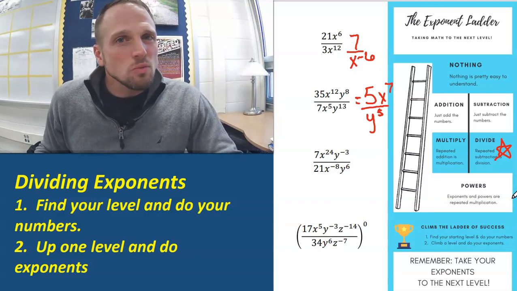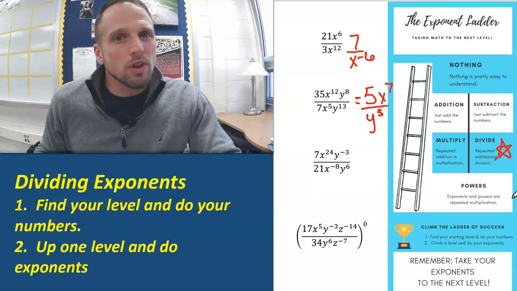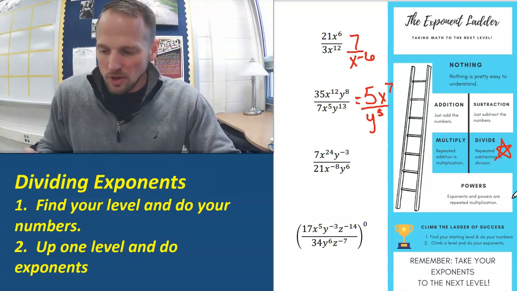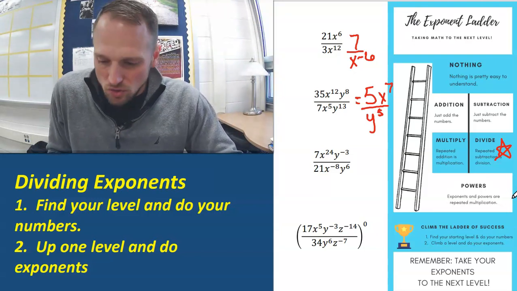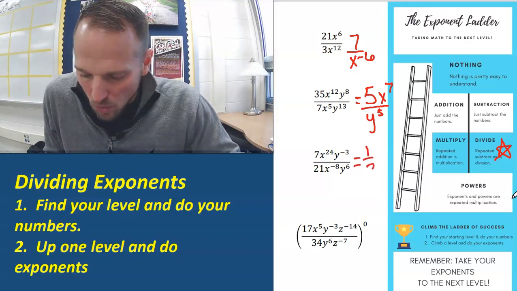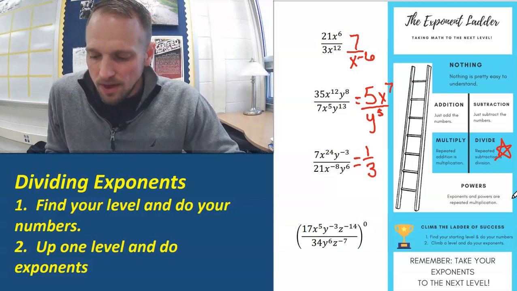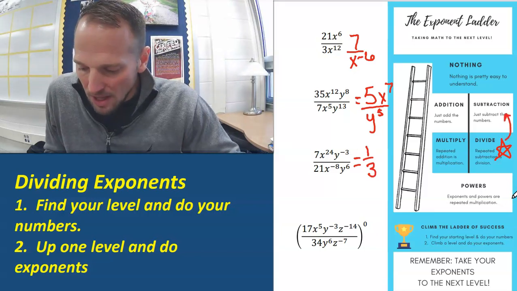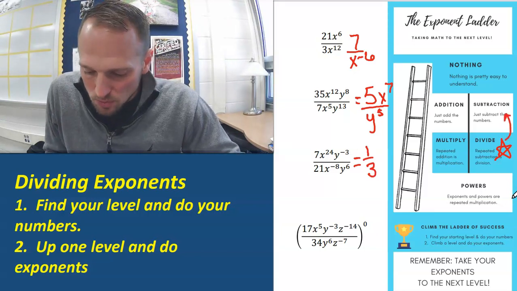But we know the rules for division. So let's just leave them where they are for now and see how it comes out, okay? So it's a divide problem. Let's do that first with the numbers. 7 over 21 is going to be 1 over 3. Next step, we need to climb a level and subtract the exponents.